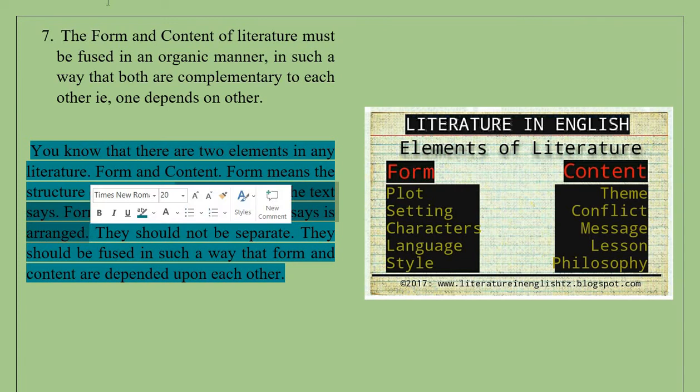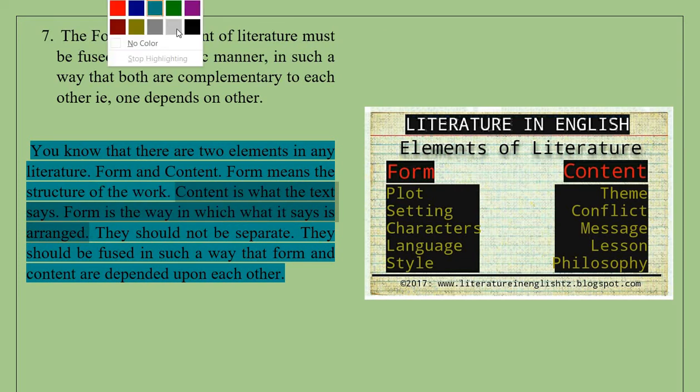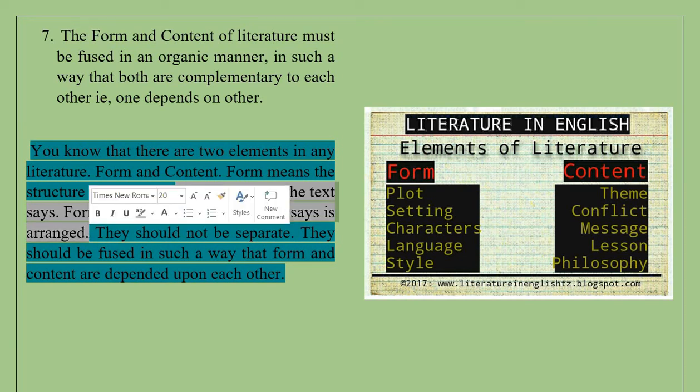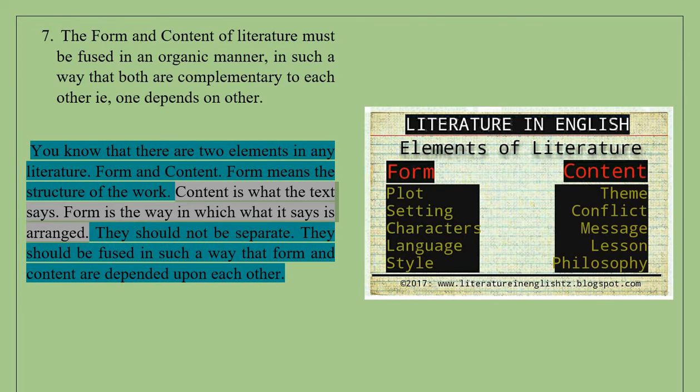See these definitions side by side. Content is what the text says. Form is the way in which what it says is arranged. So this is a good explanation of content and form. Content is what the text says. Form is the way in which what it says is arranged. They should not be separate. They should be fused in such a manner that form and content are dependent upon each other.